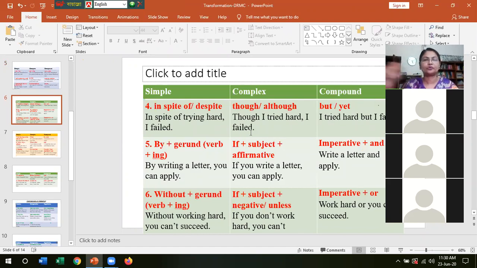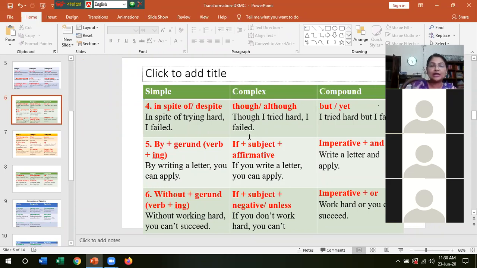Rule number 4. If you find 'in spite of' or 'despite' in a simple sentence, be careful, because if you use 'in spite', then you must use 'of'. And if you use 'despite', you must not use 'of'. So without using 'of' for 'in spite', your number will be deducted. And for using 'of' with 'despite', your number will be deducted.